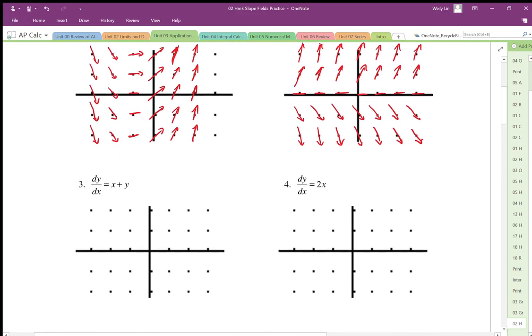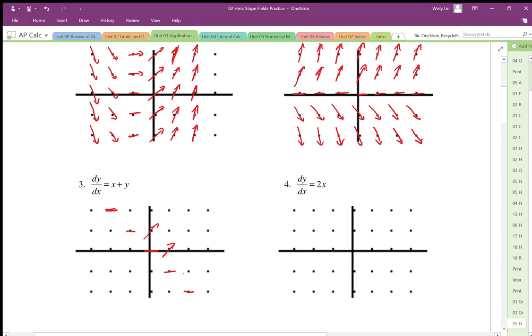This one's a little bit harder, but if we take a look at x plus y, if I start at 0, 0, I'm going to get a slope of 0. In fact, if x is 1 and y is negative 1, I'm going to get a slope of 0. Along this line, I just get 0 slope. Negative 2, positive 2, they cancel out, I get a slope of 0. At x equals 1, y equals 0, I'm going to get a slope of 1. At y equals 1, x equals 0, I get a slope of 1.